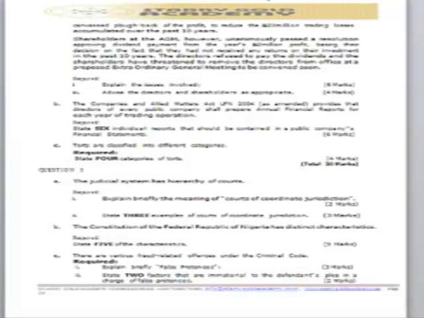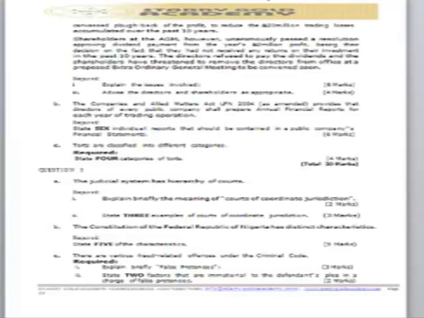And the second aspect says state 3 examples of courts of coordinate jurisdiction. 3 examples. So we have so many examples, more than 3, of courts of equal status in Nigeria, starting from the Federal High Court to the Sharia Court of Appeal or Customary Court of Appeal.